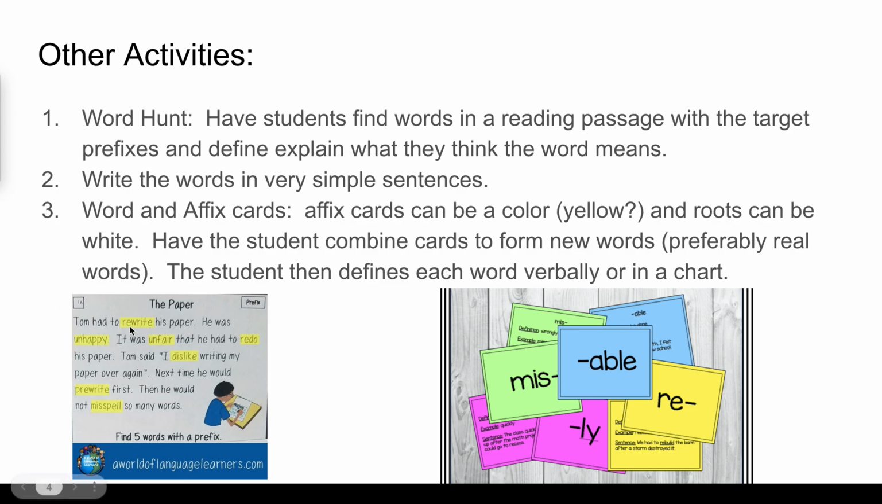Tom had to rewrite his paper. He was unhappy. It was unfair that he had to redo his paper. Okay, so we can see that re is one of the prefixes, un, then further down dis and miss. So I like how in this example they highlight the word so you can actually see it. It kind of stands out a little bit.